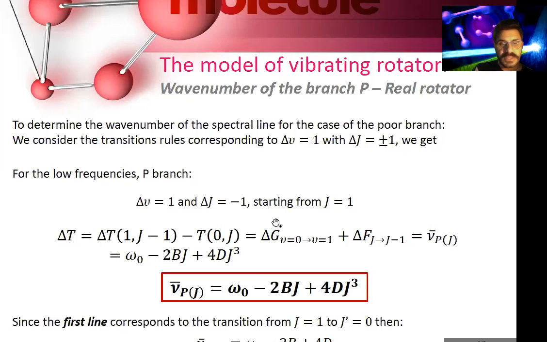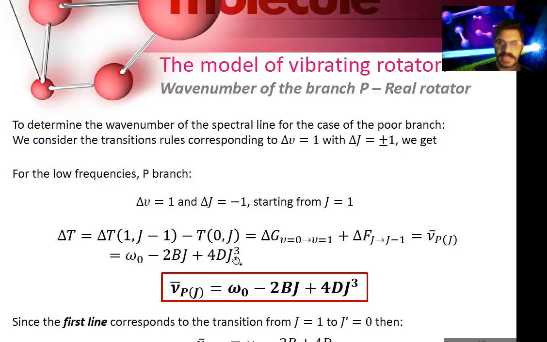If you do the difference, this one remains omega 0 because we are going from V equal 0 to V equal 1, and now we go from J to J minus 1, so from 1 to 0. This is going to be the spectral line of the P band in this situation, and this will just add a correction. So it's going to be omega 0 minus 2bj plus 4dj cubed.